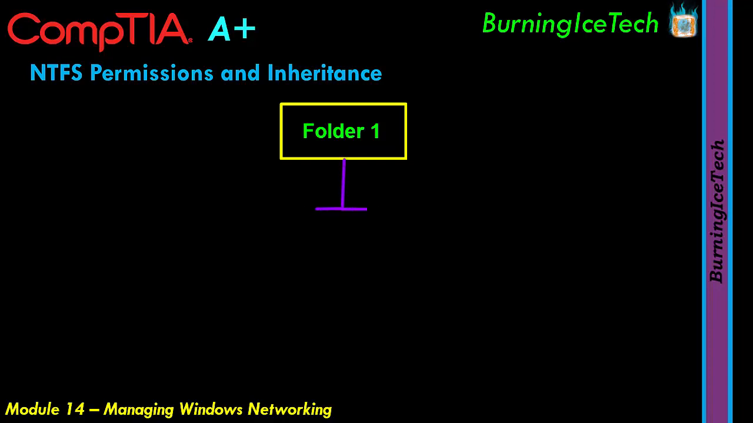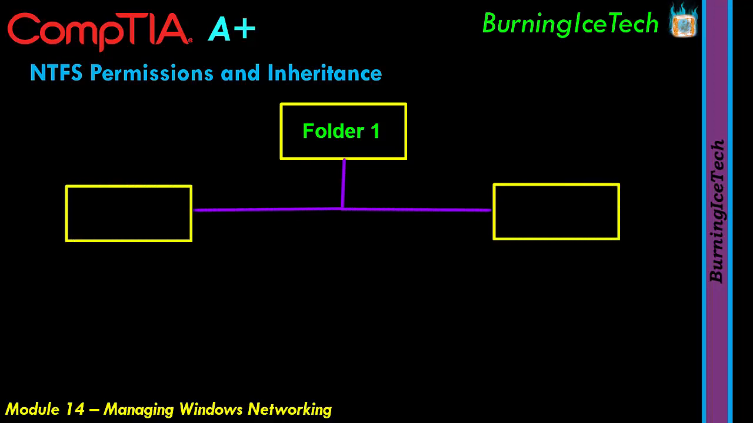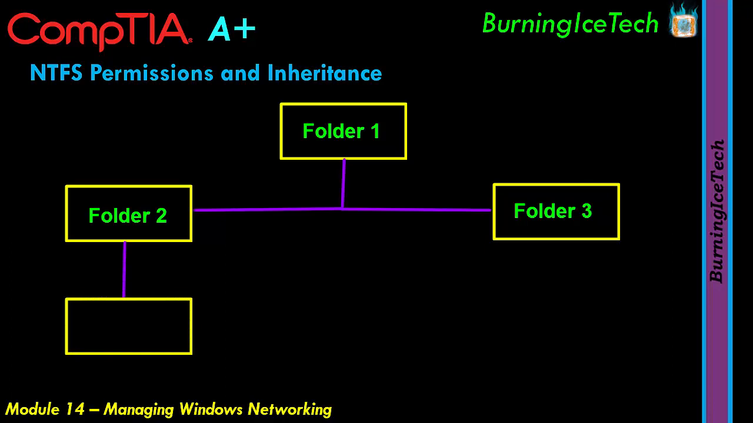And then if I were to double click on this folder called folder 1, inside of this folder, I'm going to create two extra folders. And I will call these two folders folder 2 and folder 3, respectively. And because I have to also explain the concept of inheritance to you guys, I'm going to create one extra folder. So if I double click on folder 2 here, I'm going to create one extra folder inside of folder 2, and that will be called, you can probably guess the name, folder 4.